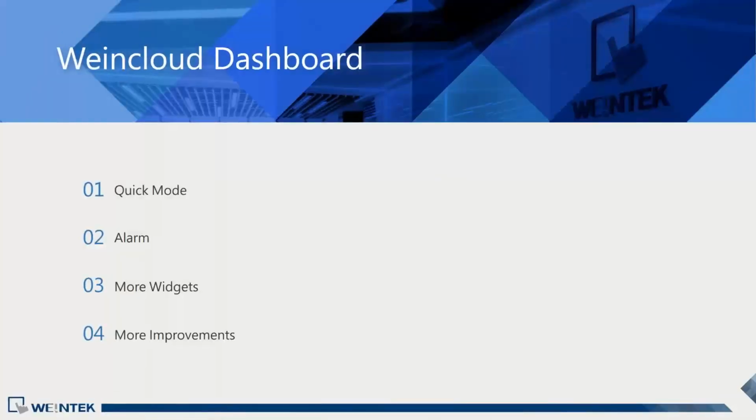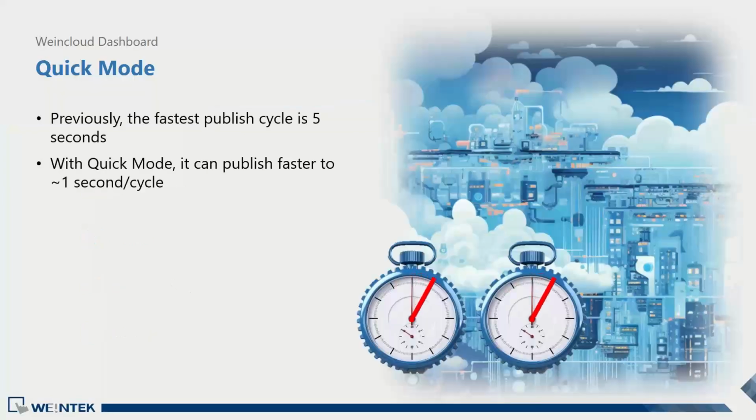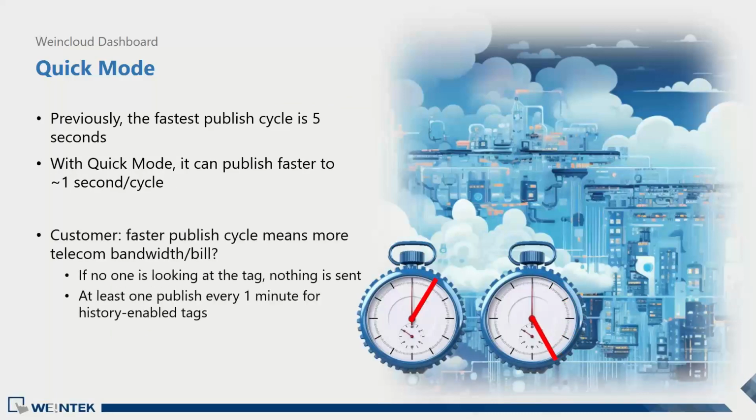We are moving on to the dashboard in the new version. We developed quick mode, alarm, more widgets, and more improvements on the dashboard. Quick mode is for the cycle time of text uploading data to WinCloud. Previously, the fastest publish cycle was 5 seconds. If you select quick mode, text can be published within 1 second a cycle.